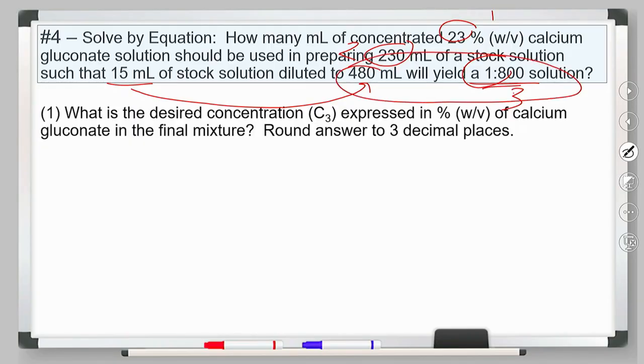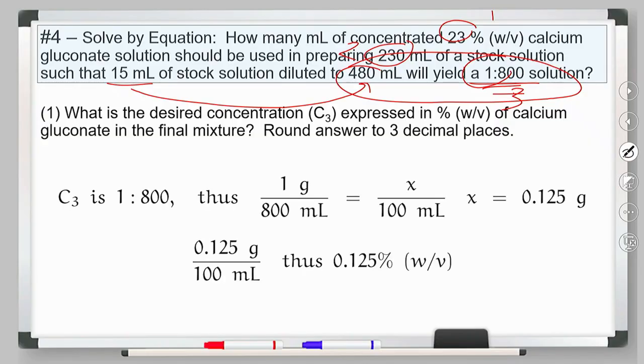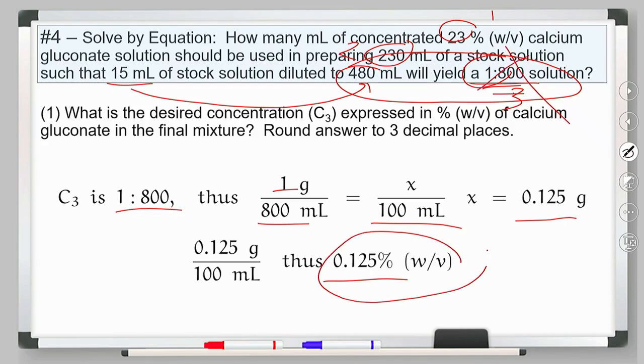And the first thing is this 1 to 800, it's got to go. So I'm hoping you can do this. Can we go from 1 to 800 and say that it's 1 gram over 800 mils? And say if I want a percent concentration, I set that equal to X over 100 mils. This is what you get for a percent. So if I solve for that, I get 0.125 grams. That's 0.125 grams per 100 mils. That's 0.125%.